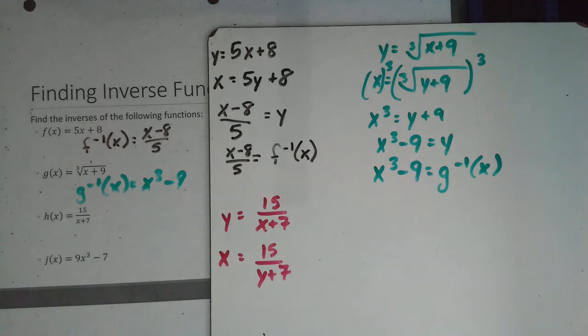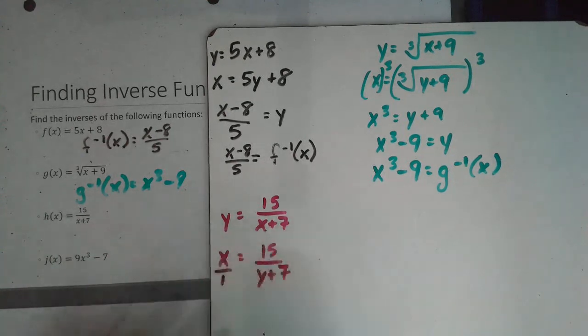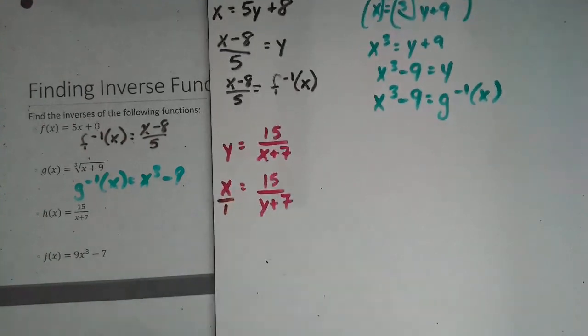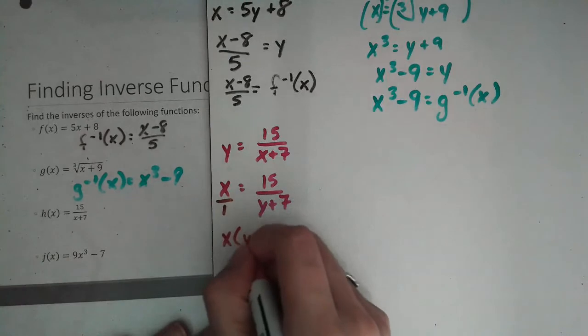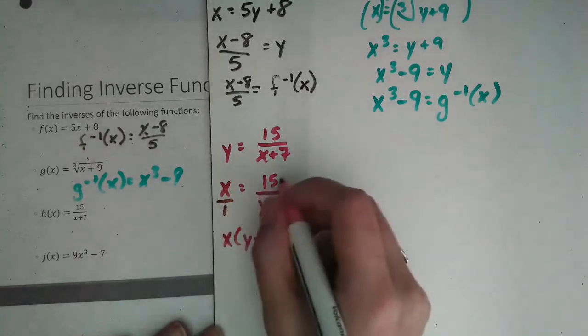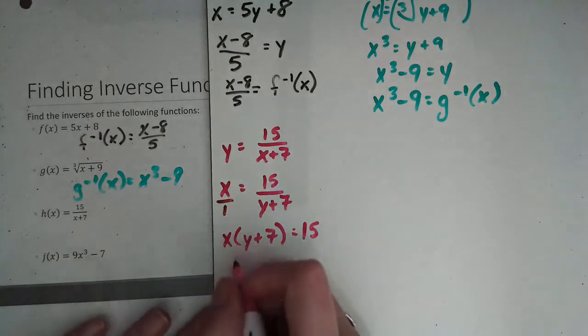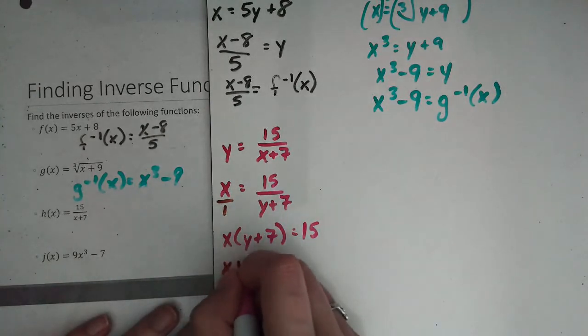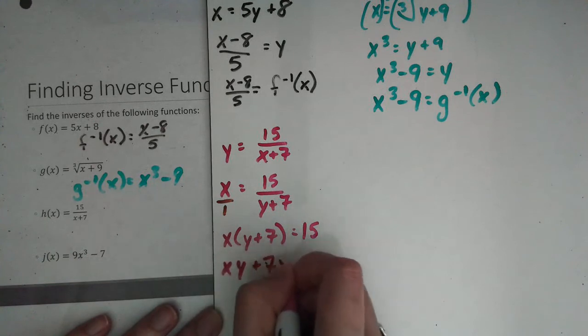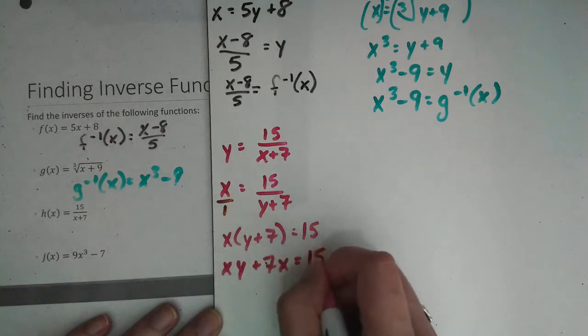This one's going to be a little bit trickier than some of the others, because right now my y is in a denominator. What I'm going to remember is if I have a fraction equal to something, I can put that something over 1 and then cross multiply. That'll give me x times y plus 7 is equal to 1 times 15, which is 15. That gives me xy plus 7x is equal to 15.